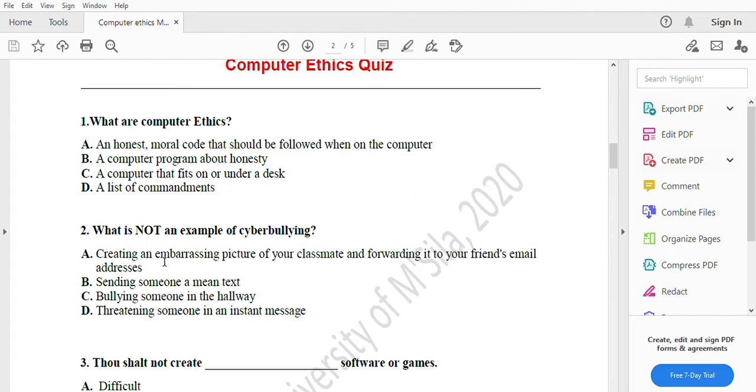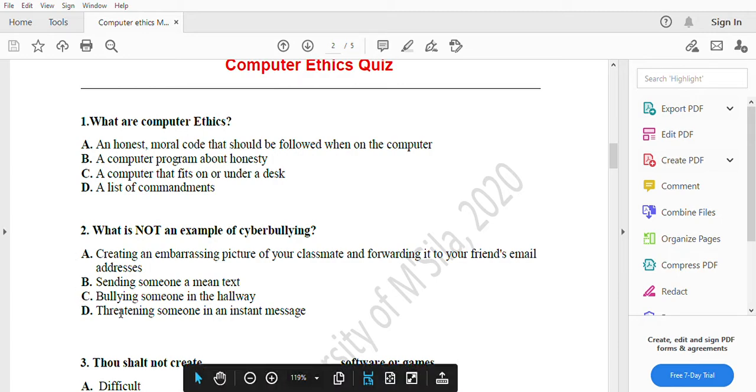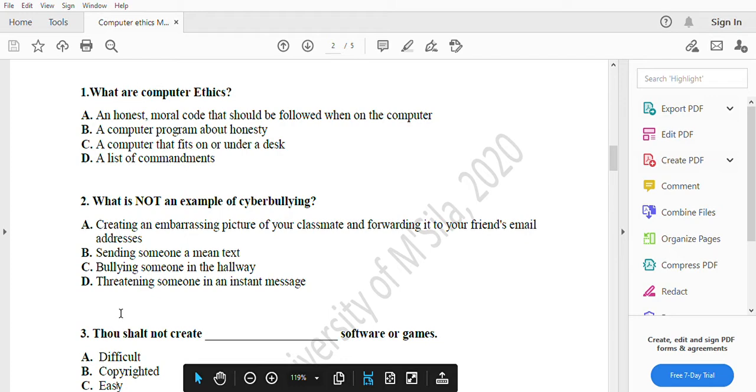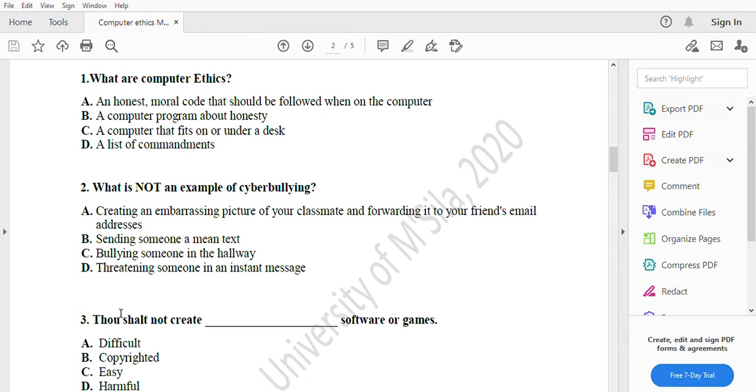Number 2. So if we take number 2, what is not an example of cyberbullying? So here you don't give us the definition, but you try to find out what is not an example of cyberbullying. A, creating an embarrassing picture of your classmates and forwarding it to your friends' email addresses. B is sending someone a mean text. C is bullying someone in the hallway. Or D, threatening someone in an instant message. So what could be number 2? Of course, you have thought about it, you've done it at home before, so the right answer is C. Great.